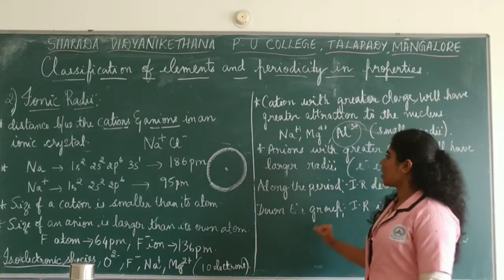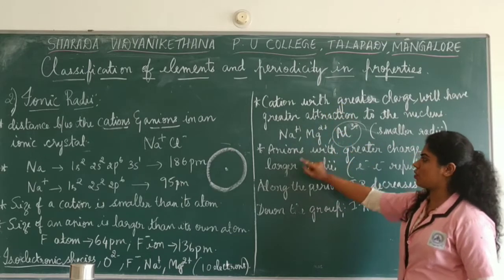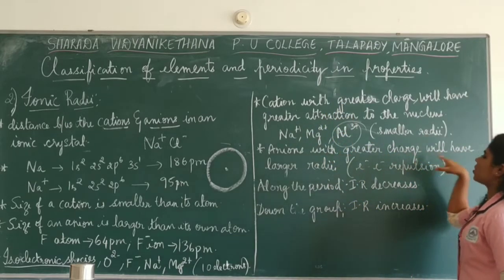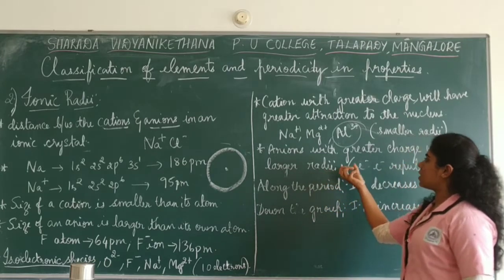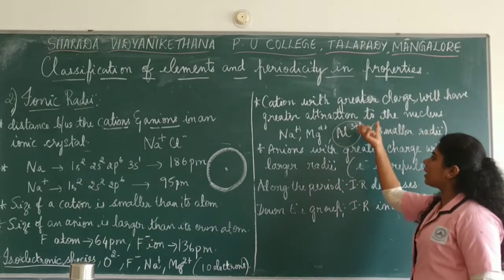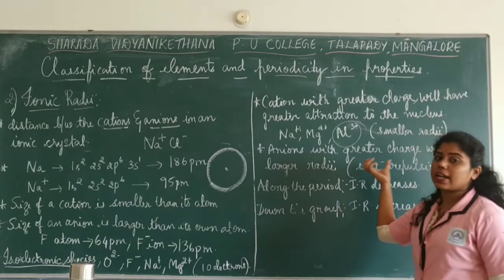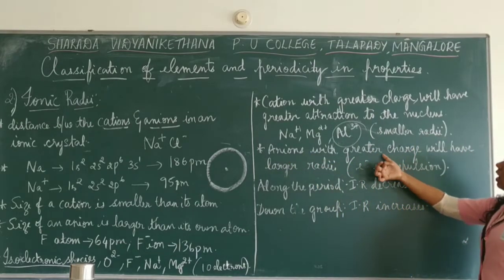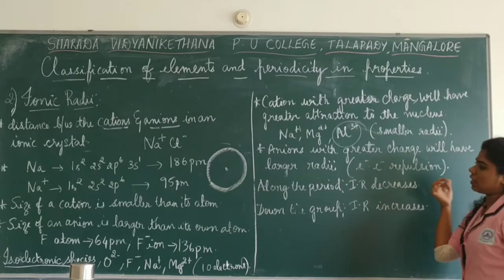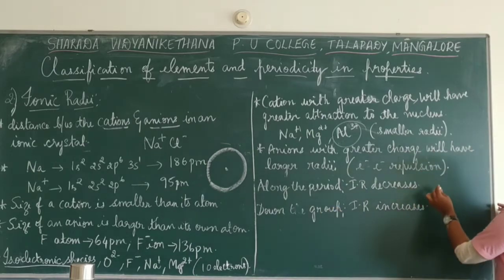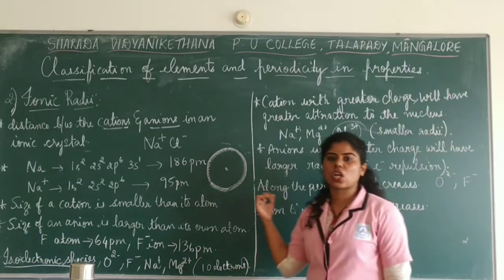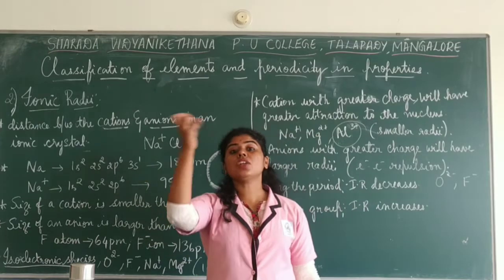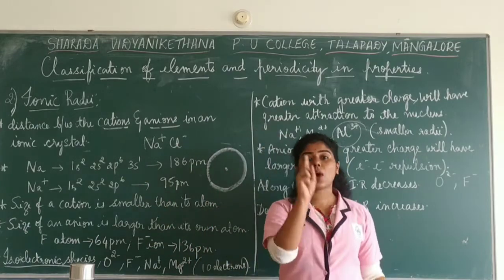Clear? Next point, the opposite of it. Anions with the greater charge will have larger ionic radii. Larger ionic radii in the sense of greater negative charge. Here, cations have greater positive charge; anions will have greater negative charge. For example, if I take O2 minus and F minus, which has the greater charge? O2 minus, because it is gaining 2 electrons. F is only gaining 1 electron.